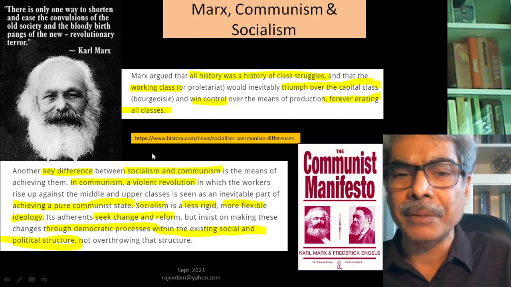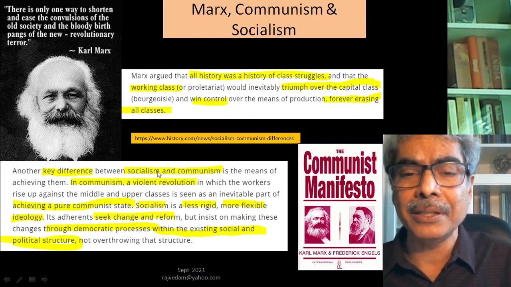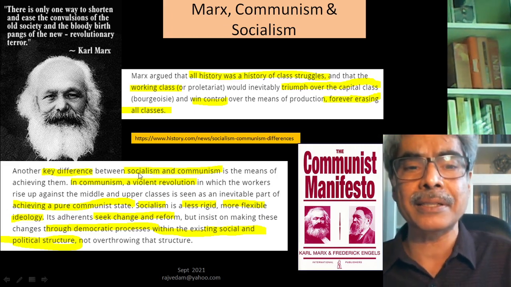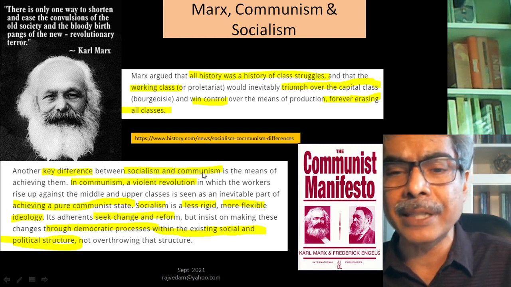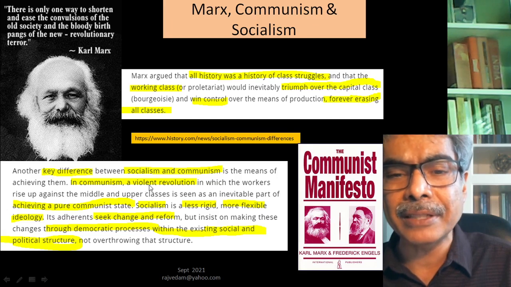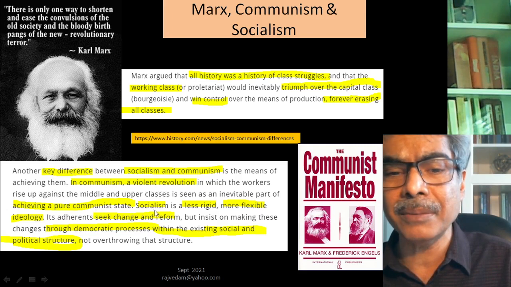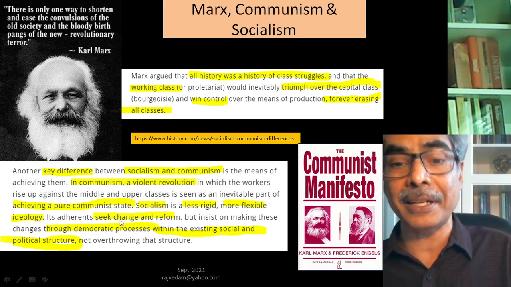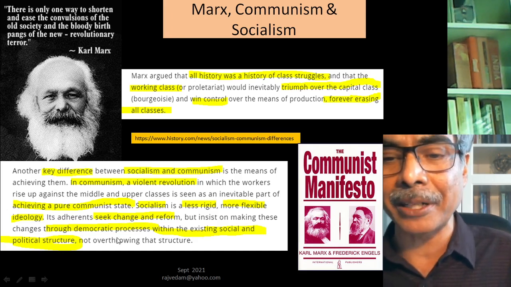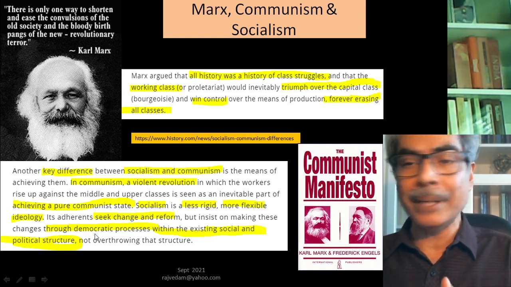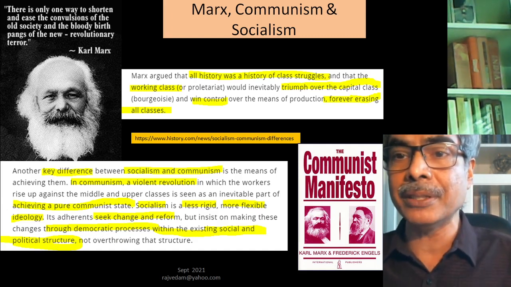And in India, we have had the Nehruvian socialists who have been in power in academia since 1947, including the ruling classes. And if you look at the differences between socialism and communism, there really isn't much. In communism, they seek a violent revolution to achieve this communist state. Socialism is trying to see the same overthrowing of the old order by seeking change and reform through democratic means, so through the existing political structure. Otherwise, they are basically joined at the hip, whether it is communism or socialism.